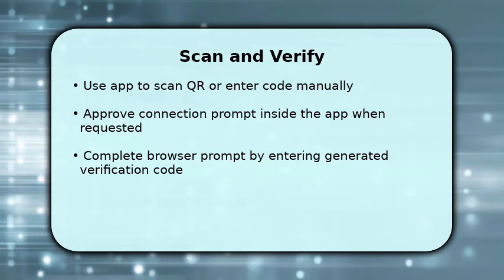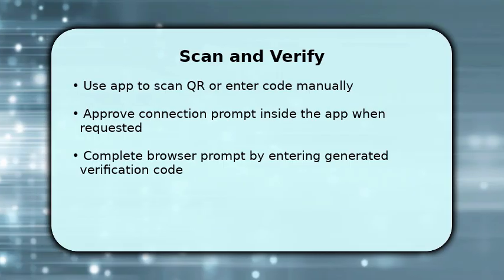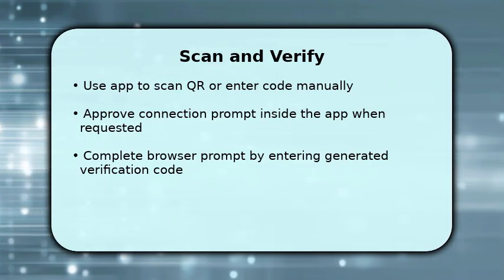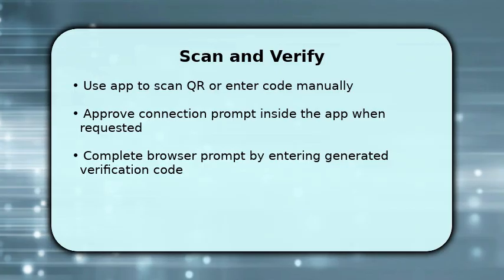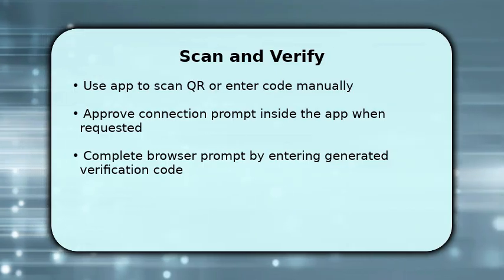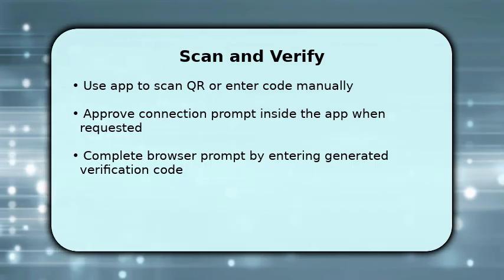In Salesforce, click Connect Authenticator, which shows a QR code. Open the app and tap Add Account, then scan the QR code or choose Manual Entry and paste the code. Once the app detects the account, it generates an approval notification and a rotating verification code. Approve the push or type the code back into Salesforce.